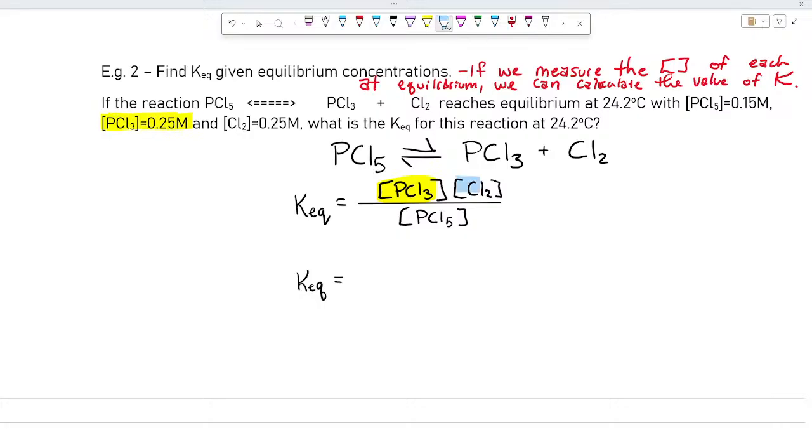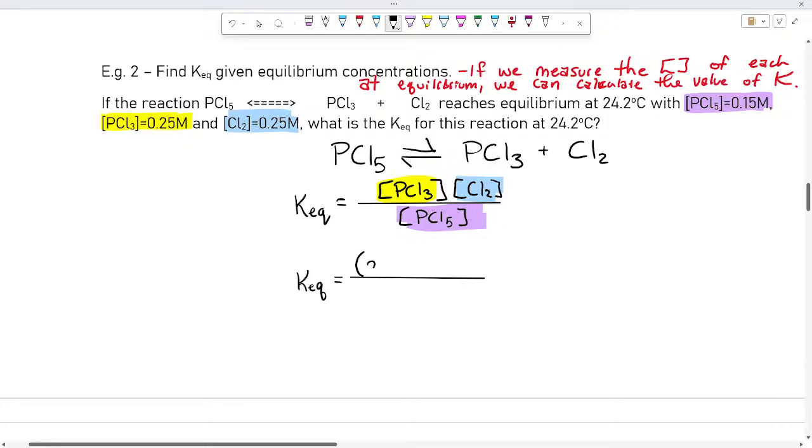0.25 molar. What is the concentration of Cl2? And what is the concentration of PCl5? 0.1. 0.15. So all I have to do then is do what? Sub those into the equation.